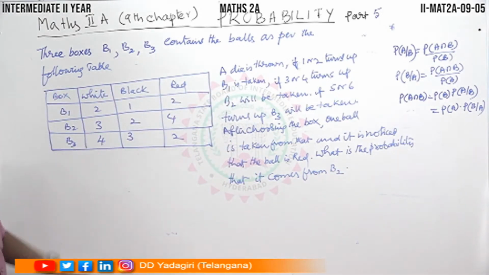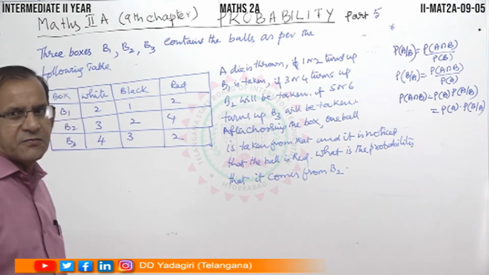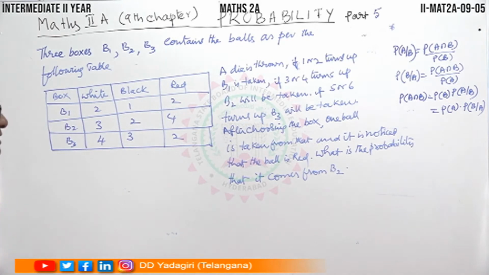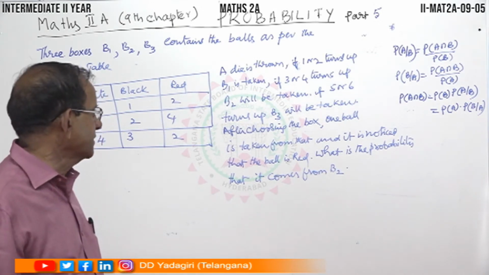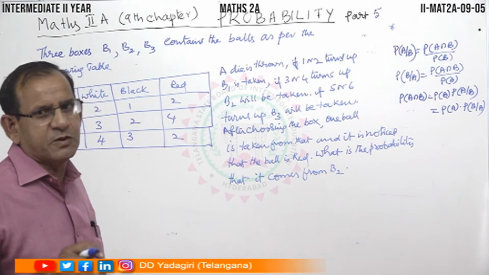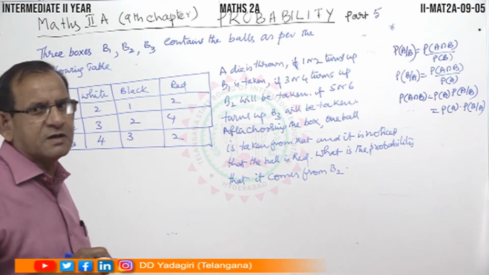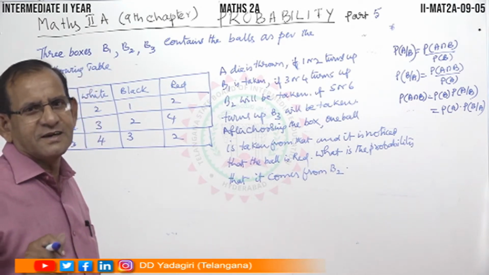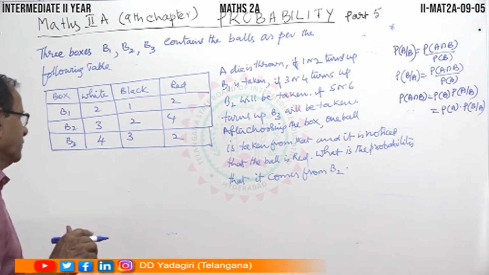Here, the question is, a die is thrown. If 1 or 2 comes on the die, they will choose B1. If 3 or 4 turns up, the second box will be taken. If 5 or 6 comes, they will take box 3. After choosing the box, they will take one ball from that box, and it is noticed that the ball is red. What is the probability that it is from the second box, B2?